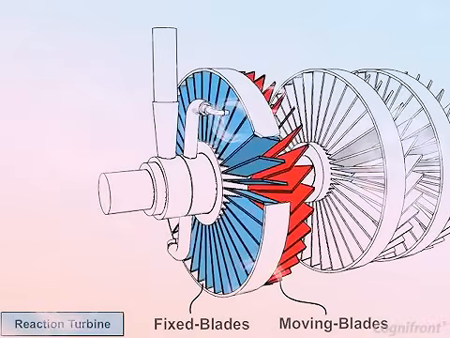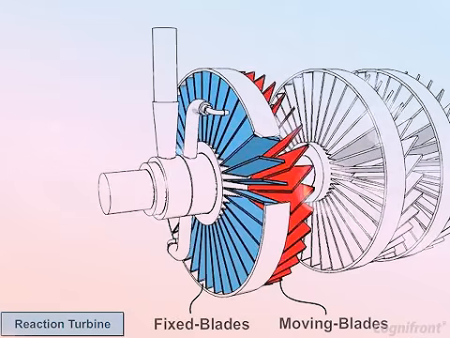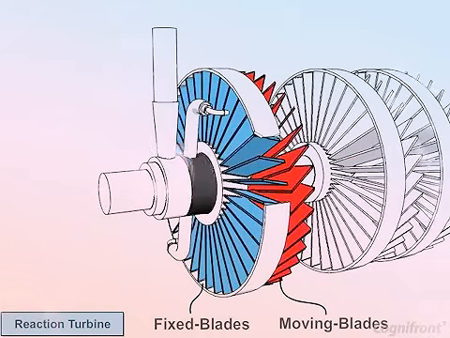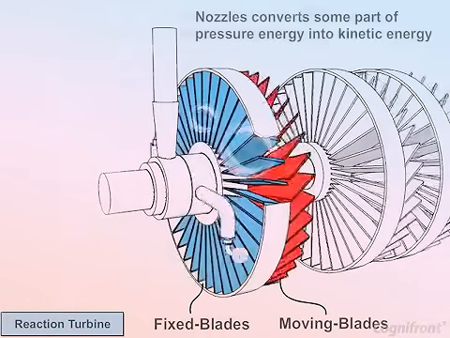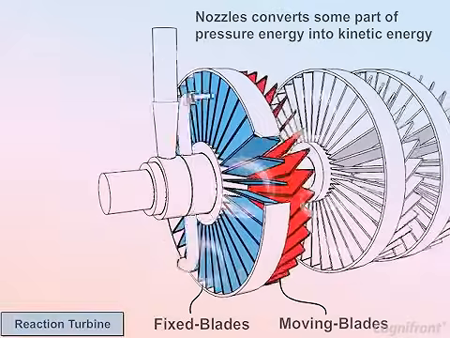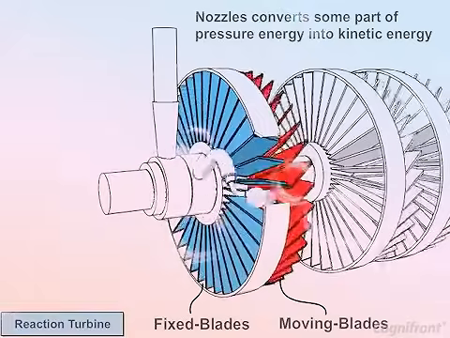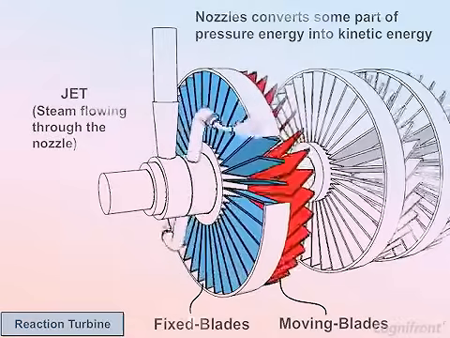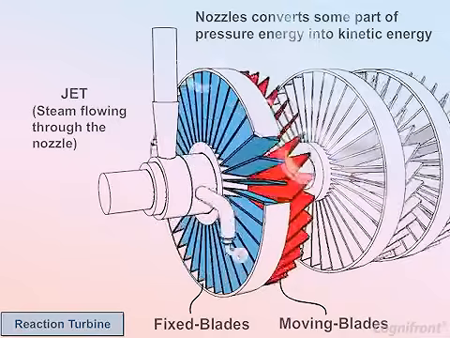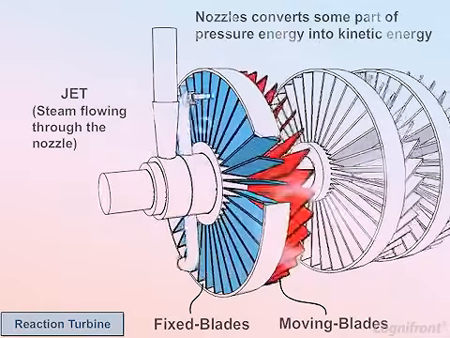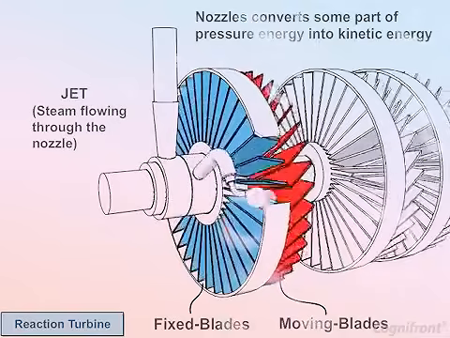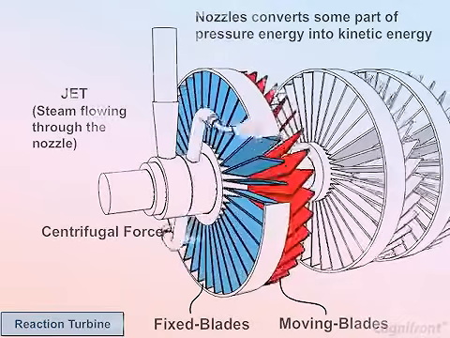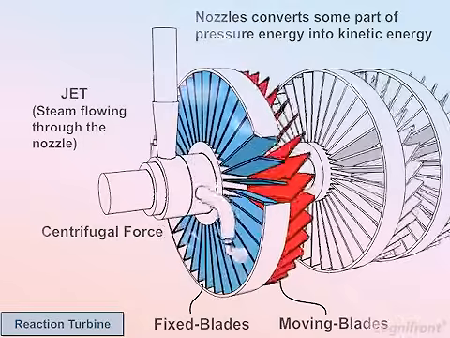Now, let us focus on the working of the reaction turbine. In this turbine, the nozzles are attached to the guide wheel. These nozzles convert some part of the pressure energy into kinetic energy. The steam flowing through the nozzle is called a jet. This jet is passed through the moving blades with pressure and kinetic energy. The steam molecules exert force on the blades and this causes the turbine runner and shaft to rotate.